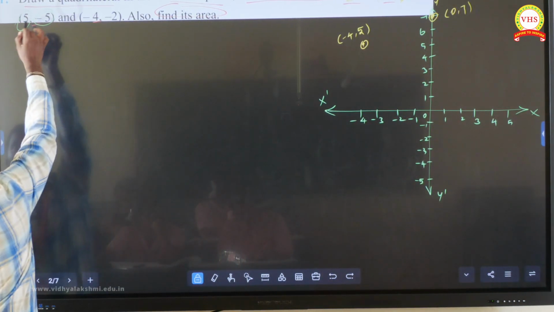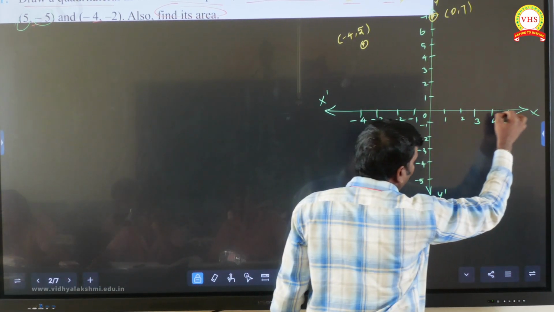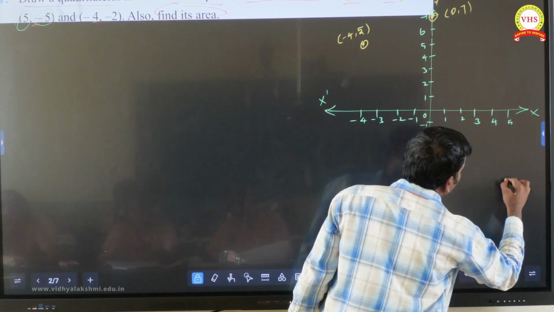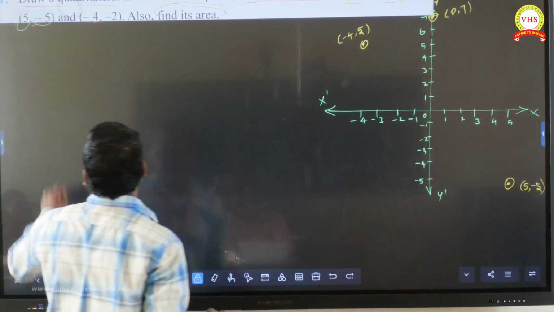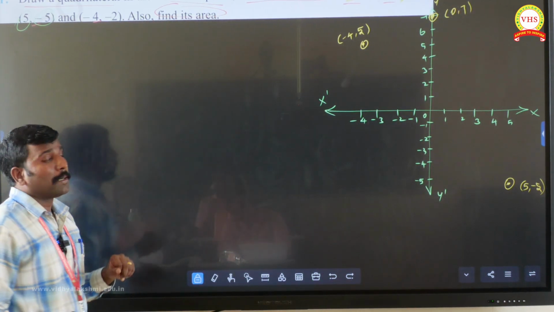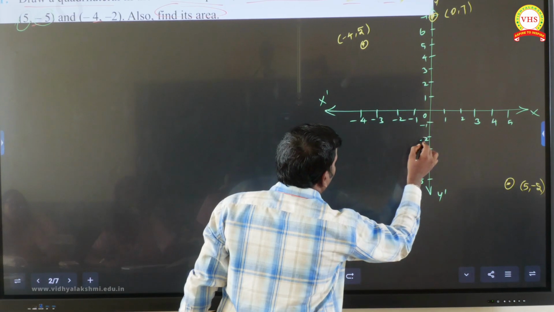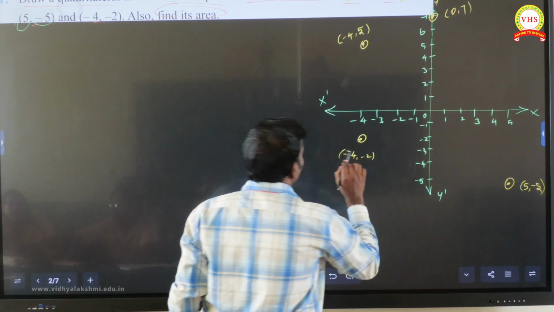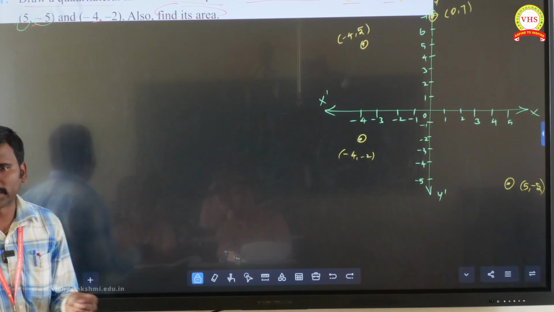Next, +5, -5. The x value is plus 5 on this side, and -5 here in the fourth quadrant. So +5, -5 is my third point. And the fourth point is -4, -2. Both meet here. That's it, children. When you join all those vertices, you will get the required quadrilateral.